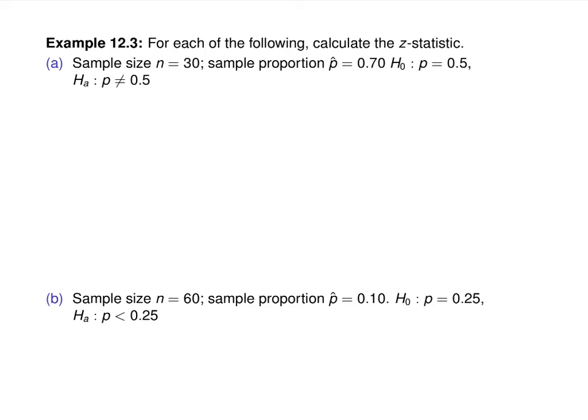All right, for each of the following, find the Z statistic. So we have a sample size of 30, a sample proportion of p hat 0.7, and we're testing H naught: P is equal to 0.5, and HA: P is not equal to 0.5. So let me just write out what the Z statistic is. The Z statistic in this case is p hat minus p naught over the standard error of p naught.